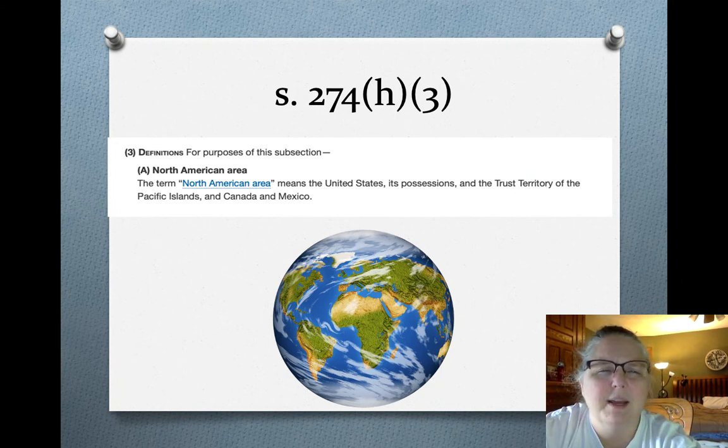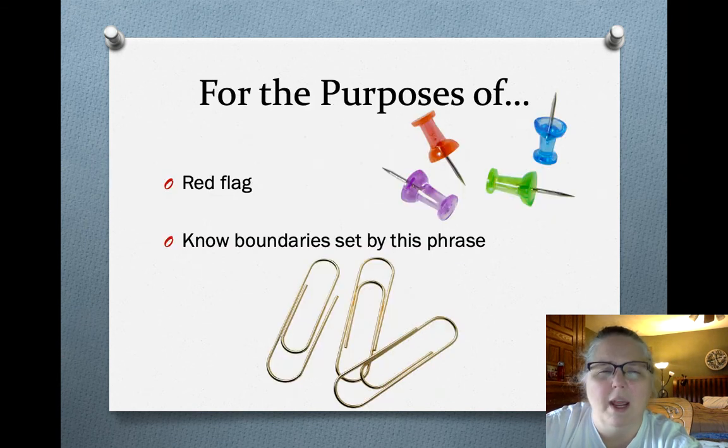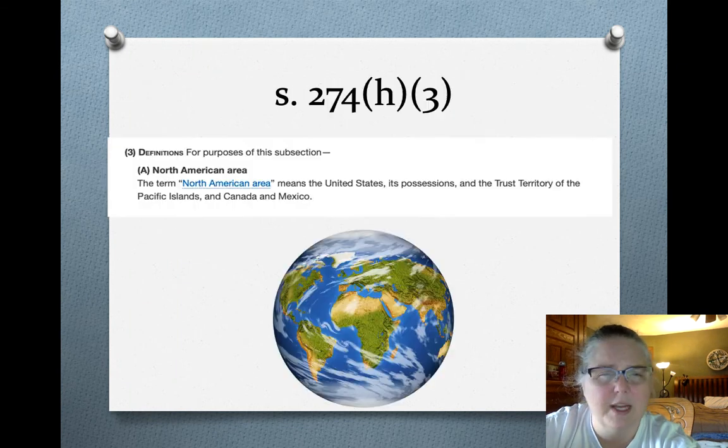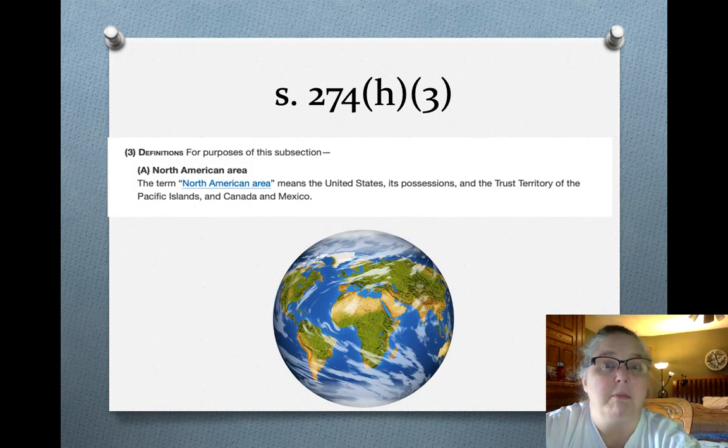Okay, for example, for purposes of this subsection, the term North America means the U.S., its possessions, the Pacific Islands, and Canada and Mexico. This is also often a red flag that this is something that might not be true outside of the boundaries that you're setting. For example, North America. We know that the U.S. is in North America. We know that Canada is in North America. We also know that Mexico is in North America. But from a geography perspective, these are not actually the exclusive countries in North America.